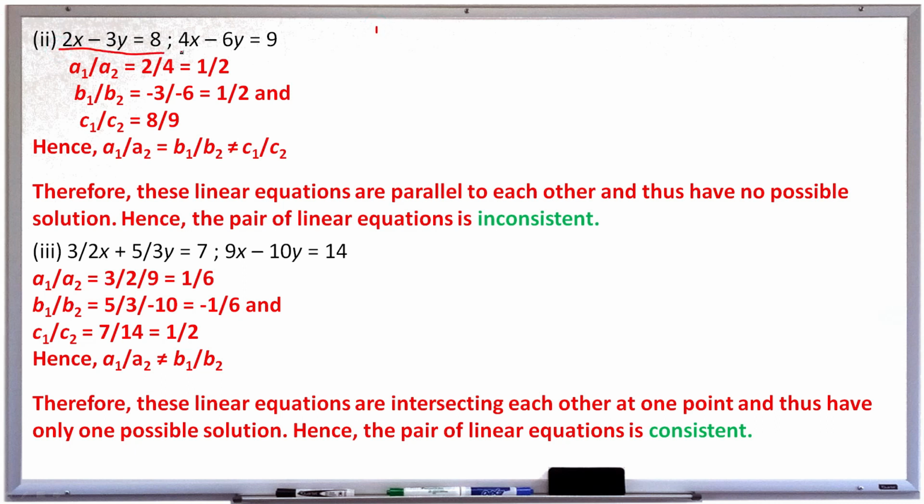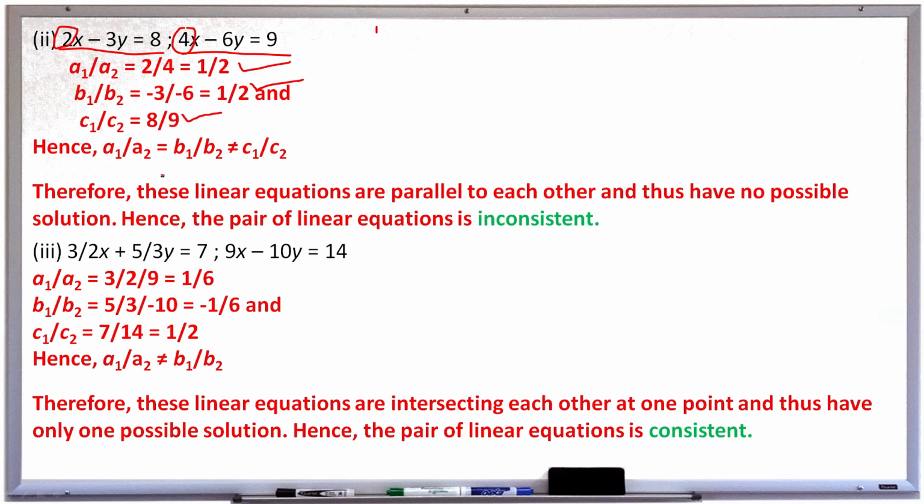2x minus 3y is equal to 8. Another equation, 4x minus 6y is equal to 9. Again we are going to compare a1/a2, b1/b2, c1/c2. a1 is 2, a2 is 4, so 2/4 is equal to 1/2. b1/b2 is also 1/2. c1/c2 we are getting 8/9.